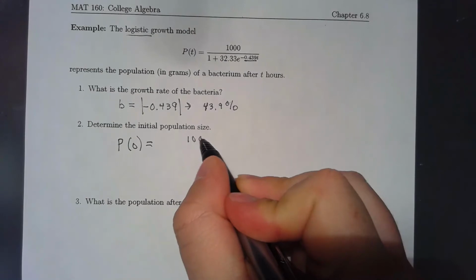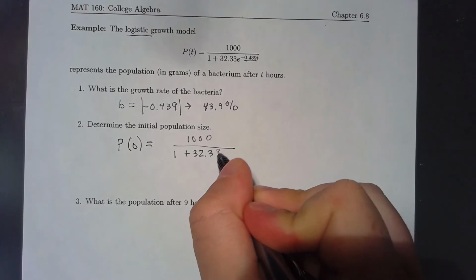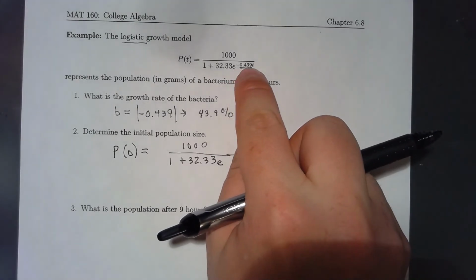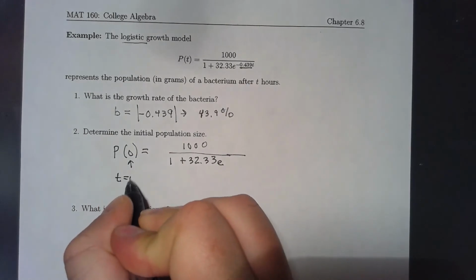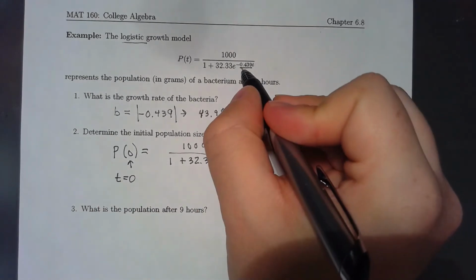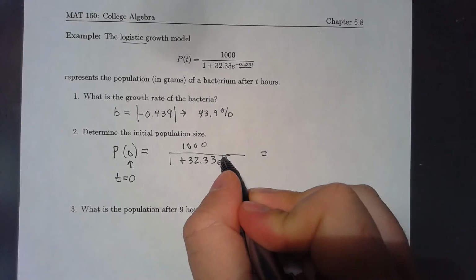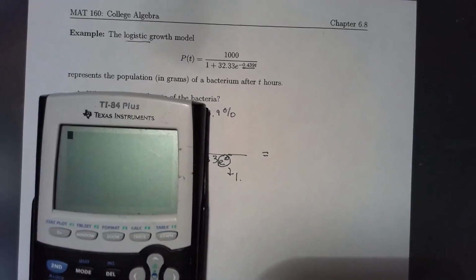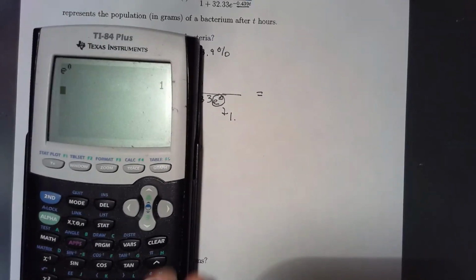So you're going to have 1,000 over 1 plus 32.33 times e. Now if I look at the power, I have negative 0.439 times t. Well, I know t is 0. I put t equals 0 into my function, so I have that number times 0, so that's e to the 0 power. But I know that e to the 0 power is 1. You can check your calculator. Anything to the 0 power is 1, except for 0, of course. That was a property, actually.